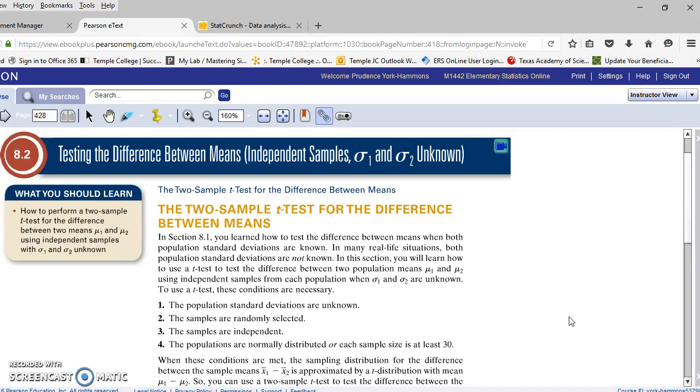We're covering some information from Chapter 8, Section 2. We are still testing differences between means for two samples. They are still independent samples.